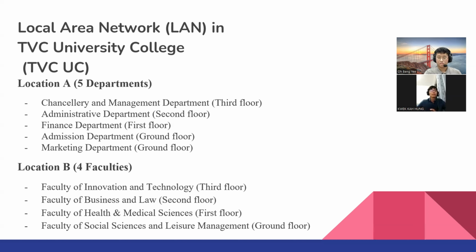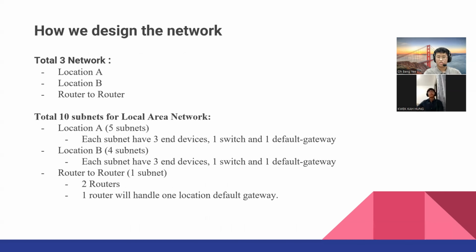For location B, it consists of 4 faculties, which are Faculty of Innovation and Technology on the third floor, Faculty of Business and Law on the second floor, Faculty of Health and Medical Science on the first floor, and finally the Faculty of Social Science and Leisure Management on the ground floor. So right now, after a few days of discussion between us, we will share how we designed this network.